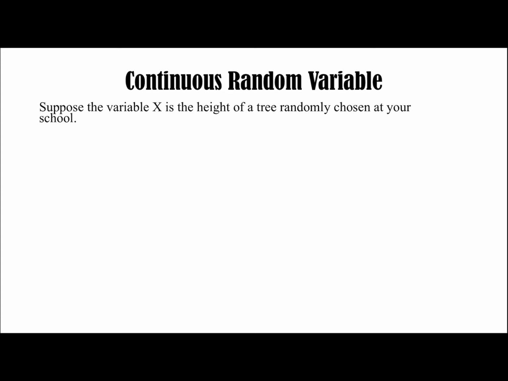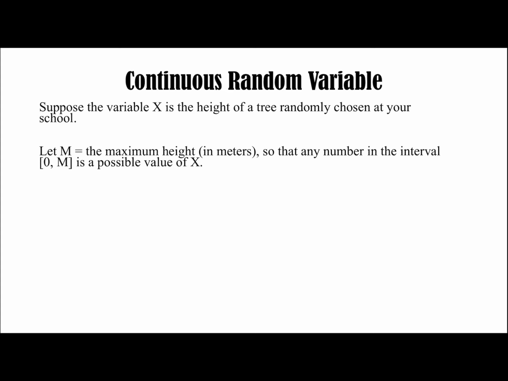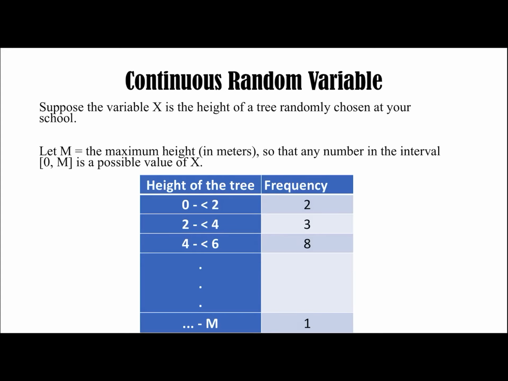Suppose variable X is the height of a tree randomly chosen at your school, and let capital M be the maximum height of a tree, so that any number in the interval from 0 to M is a possible value of X. Collect that data and represent it in a group table. So the first column is the height of the tree divided into class intervals, and the second column is frequency.